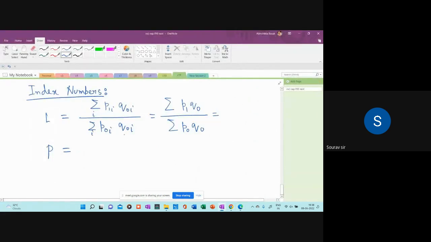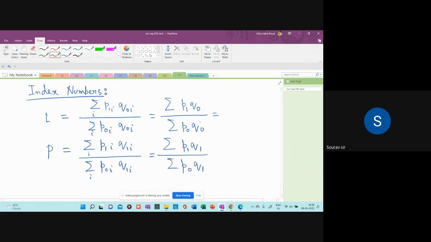The Paasche's formula says it is summation over i of P1i Q1i divided by summation over i of P naught i Q1i. So in my case it will be summation of P1 Q1 by summation of P naught Q1. How to remember this? It depends only on the base period in the denominator, and it basically gives you the price ratio P1 by P naught, and it takes the weight of the base previous year only.